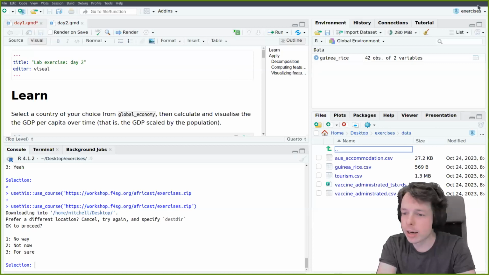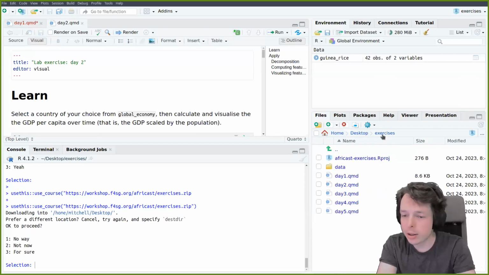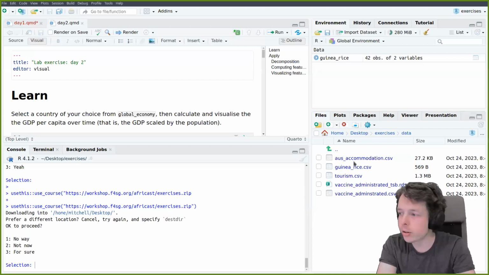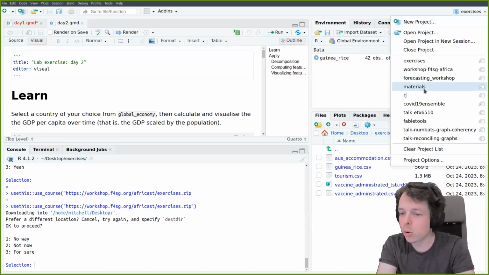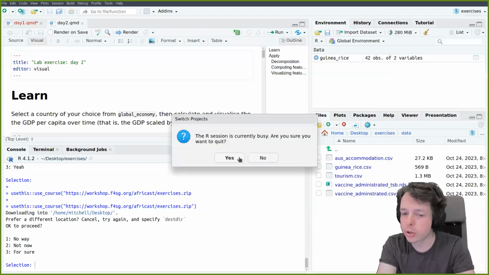So if you see exercises in the top right corner, that means that you have a data folder which has Guinea rice. If you don't see exercises in the top corner, you can click on it and then you'll see all of the projects that you have. So you want to click on exercises to switch to that project.